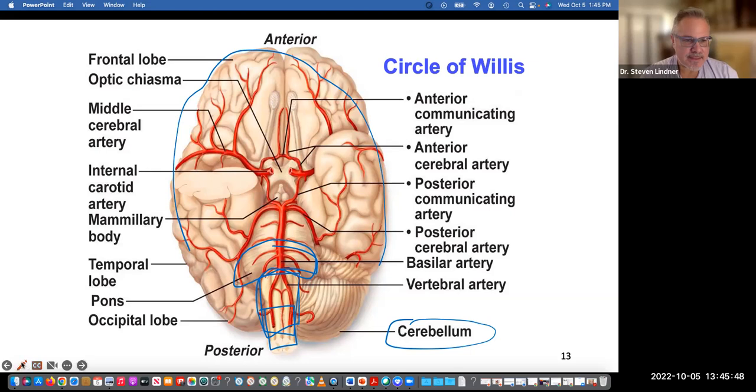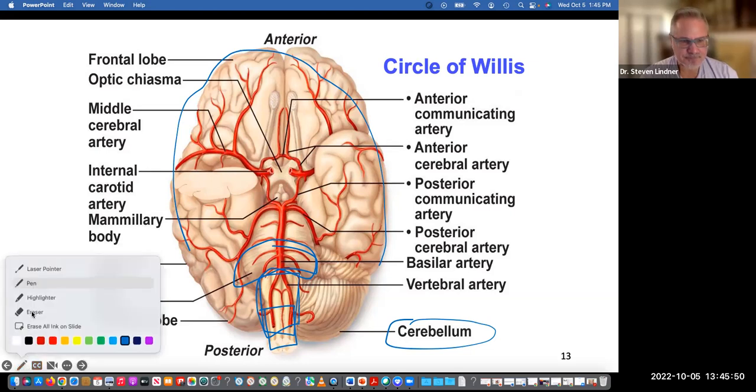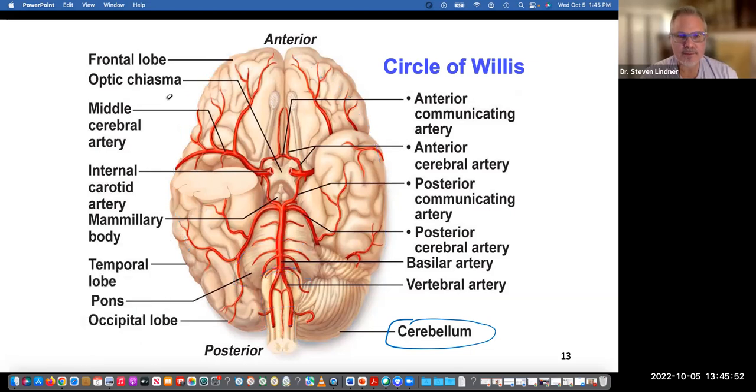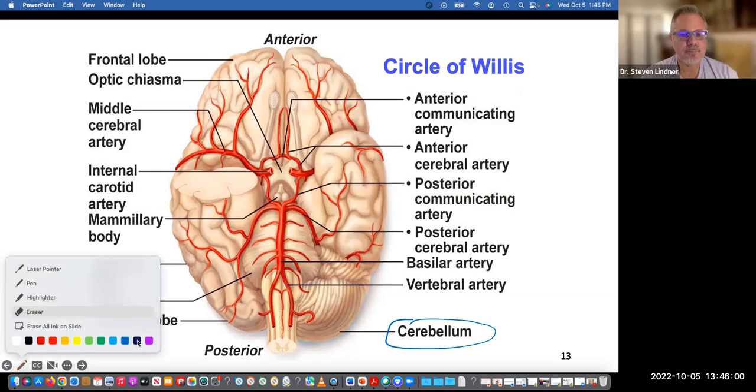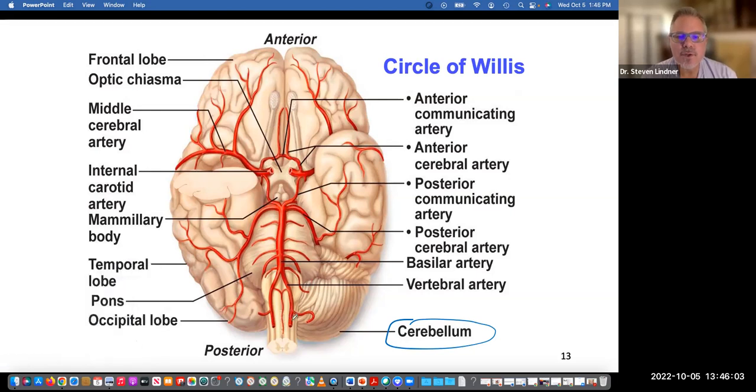So now that that's established, let me clear that up. Let's erase this. And let me change it back to blue, dark blue. So here are the vertebral arteries. There's one on each side, right? There's one here and there's one here.